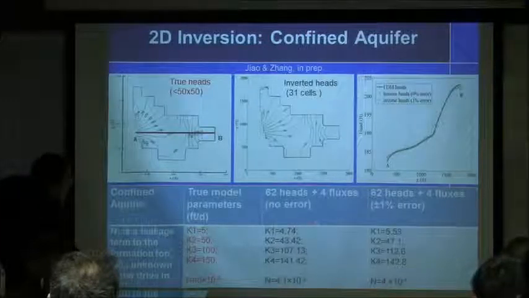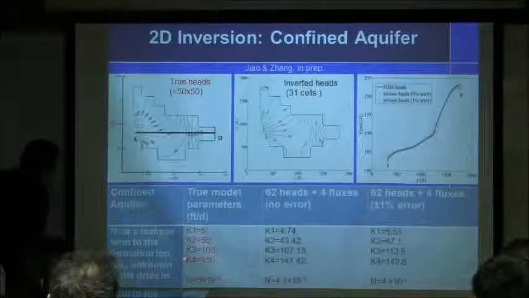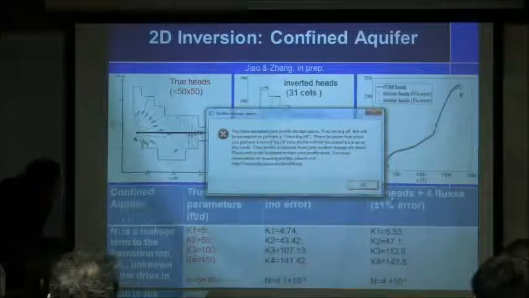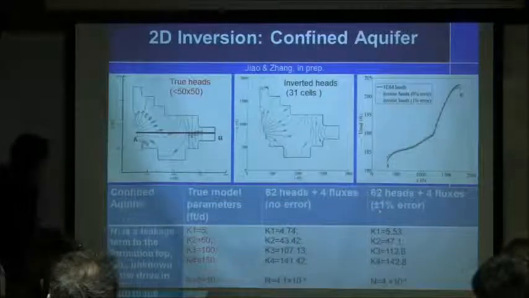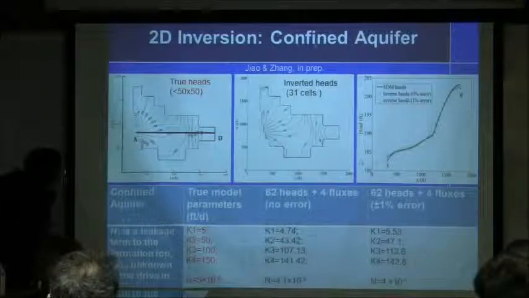The K, again conductivity, true value compared to inverse results is very good. Recharge of the true value is well predicted by the inverse solution. So for this problem, we didn't do N1, N2, N3. We just use a single N. And let's move on.